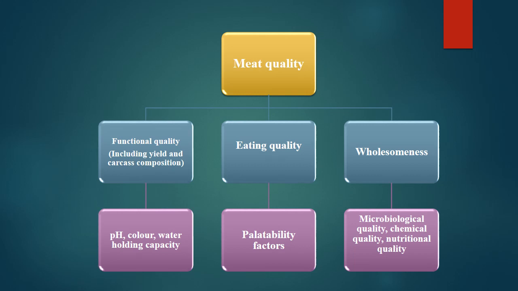Here once again we will see the meat quality from a slightly different perspective. Here it is taken another way, like functional quality of meat, which includes the yield and the carcass composition, and that is indicated through pH, color and water holding capacity. The second aspect is the eating quality or sensory aspect, that is the palatability factors I have mentioned earlier. And the third aspect is the wholesomeness. So this includes the microbial aspect or the food safety aspect and the nutritional aspect, like chemical quality or nutritional quality. So this is another way to view meat quality.